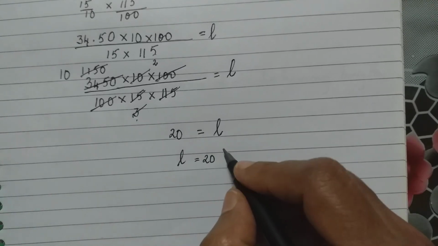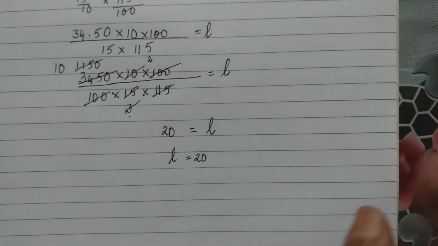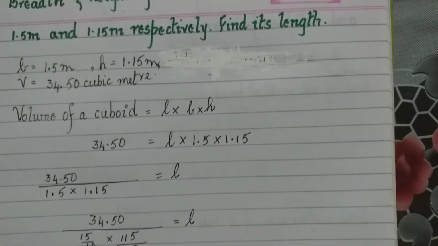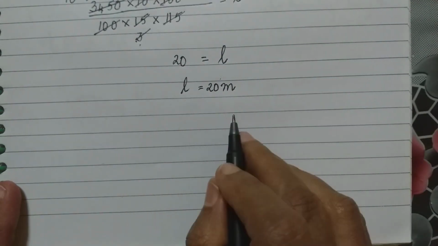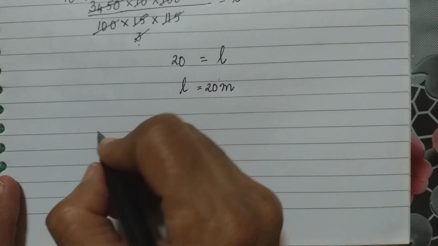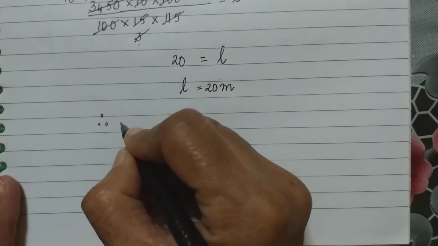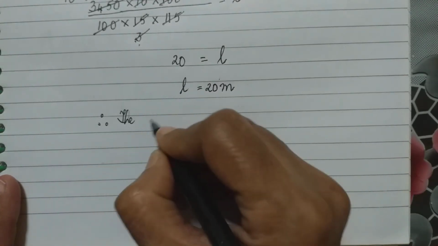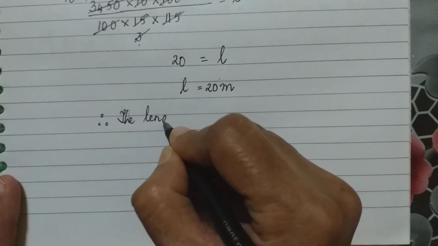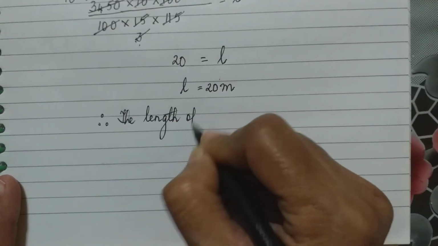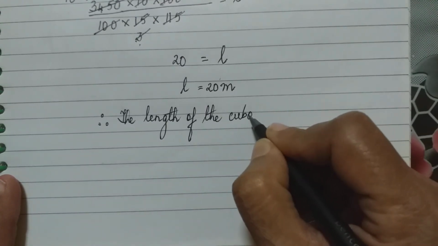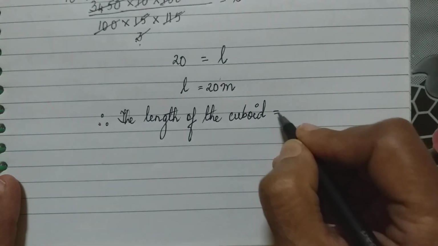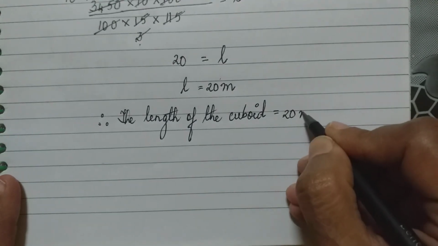The units used here were meter. Okay, so we see here they have used meter. So L is equal to 20 meter, and the question was to find the length. Therefore the length of the cuboid is equal to 20 meter.